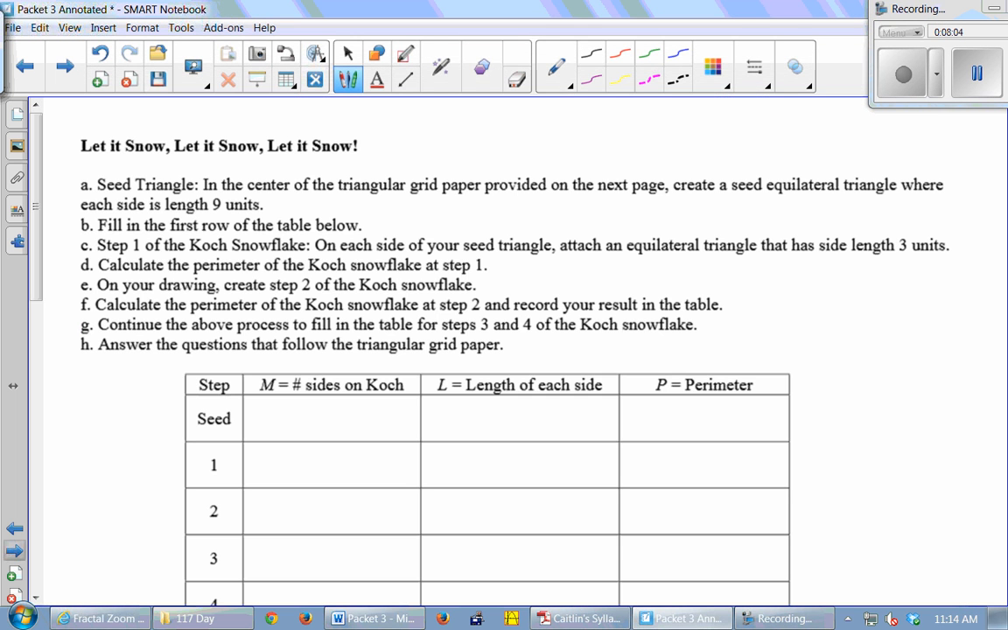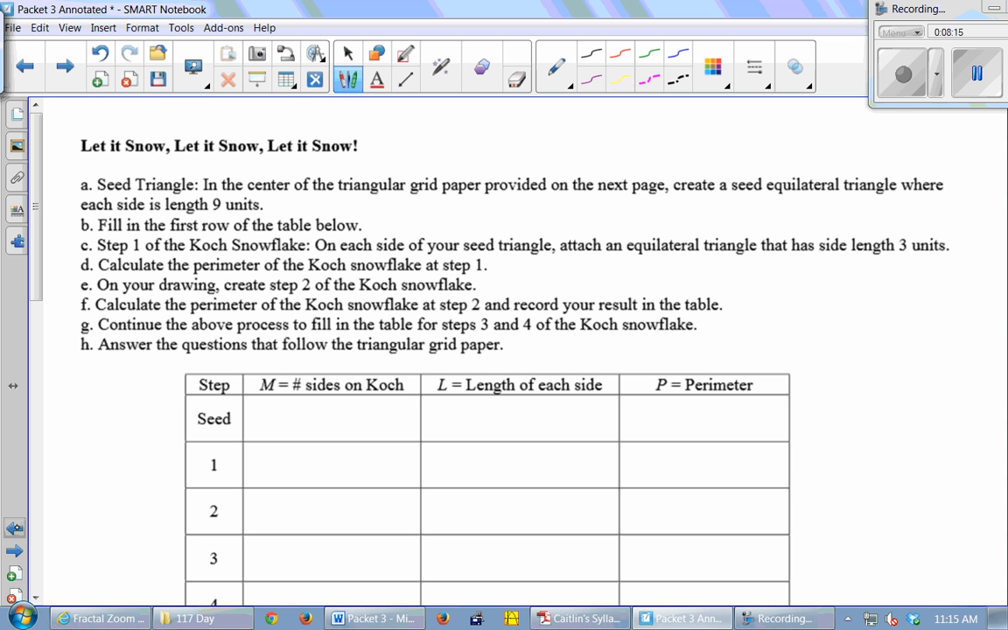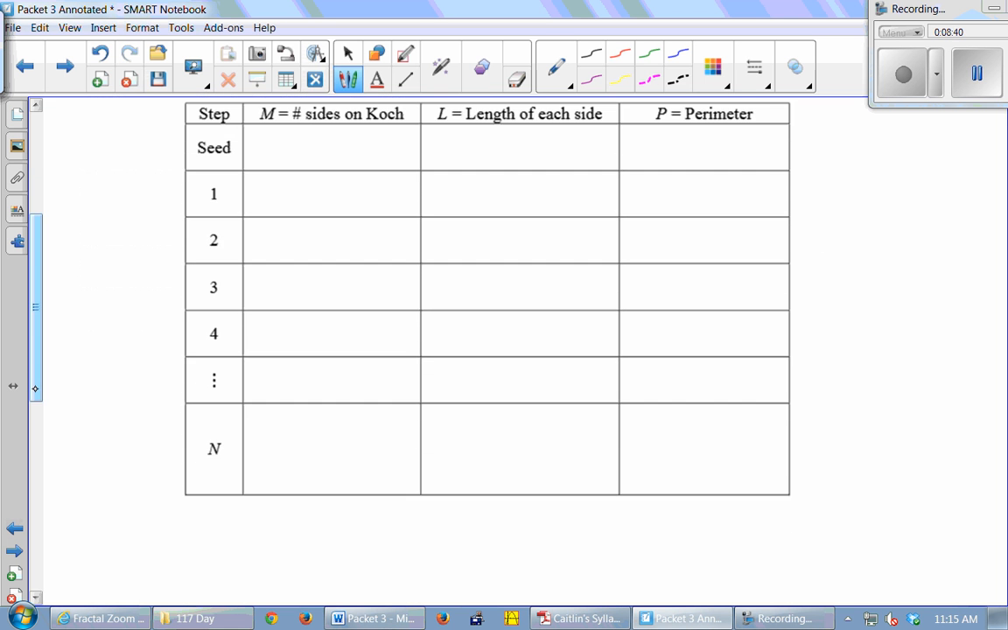Okay, I'm going to do a little investigation regarding the Koch snowflake. I gave you some triangular grid paper, and I'm going to get you some crayons in just a second. You're going to create a seed triangle, and you are going to build the Koch snowflake. And at each step, you're going to record some information about the snowflake that you've built. You're going to write down how many sides it has, what the length of each side is, and what the perimeter is. Okay? And then we're going to try to come up with some kind of formula for each of these things.